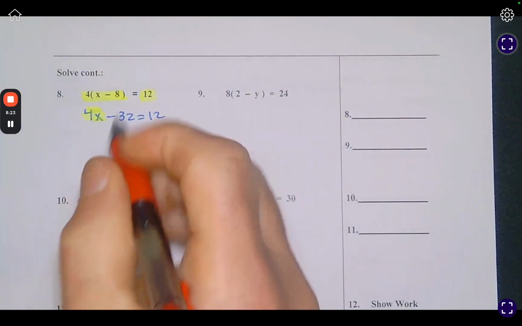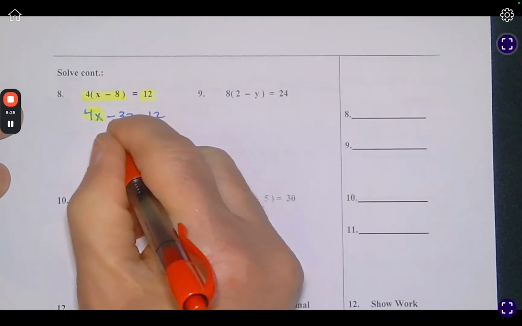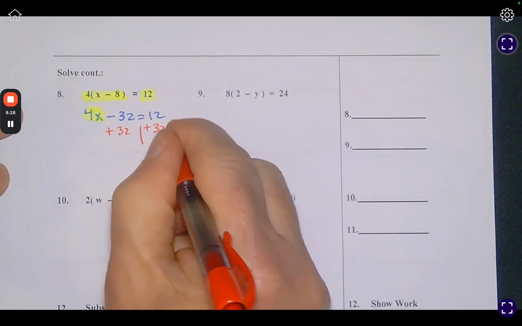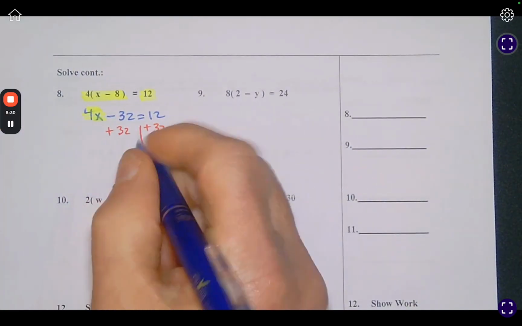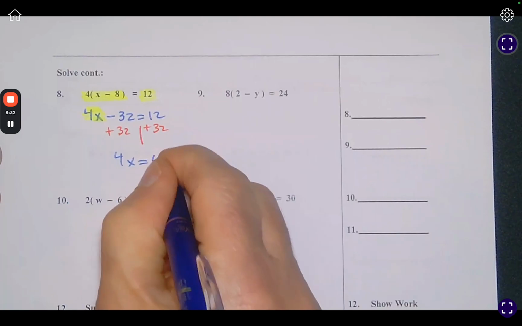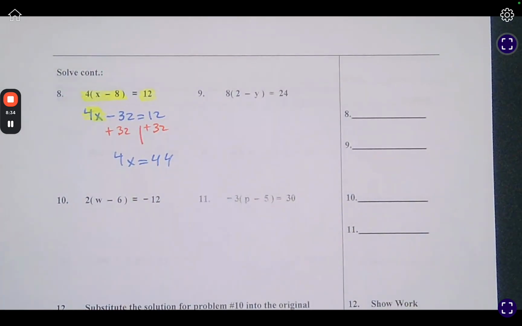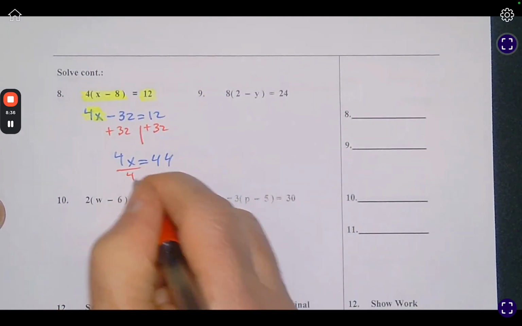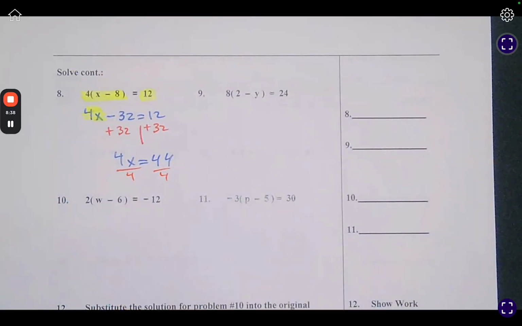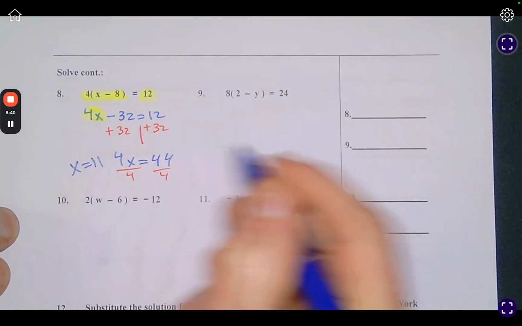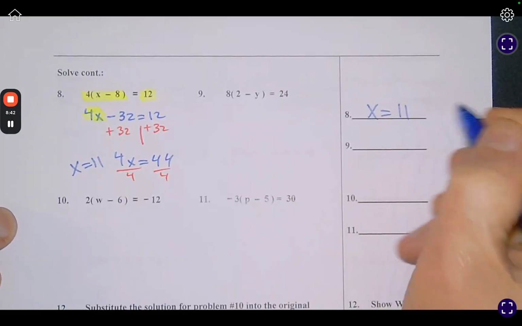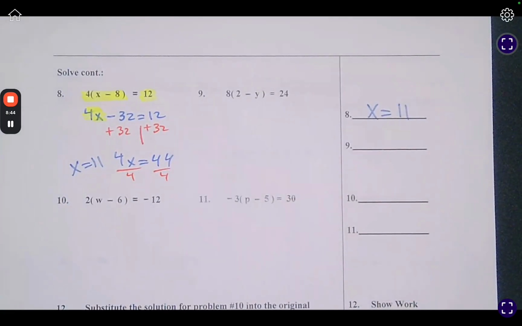Inverse operations. Move the constant over with the other constant. Add 32. I get a whole lot of 4x equals 44. I love it. A lot of 4s. Divide both sides by 4 and you get x equals 11. All right.